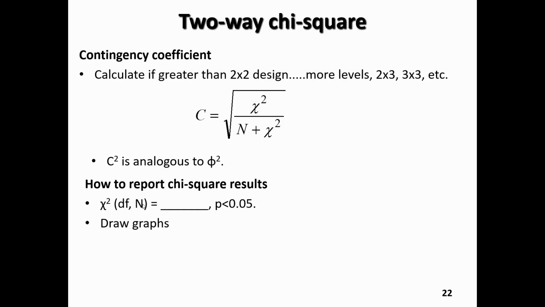And then there is some variability in how different researchers would convey the data. You could do that in a table, or you could make bar graphs to indicate what those frequencies are across the different categories. So this ends this video on calculating the two-way chi-square.